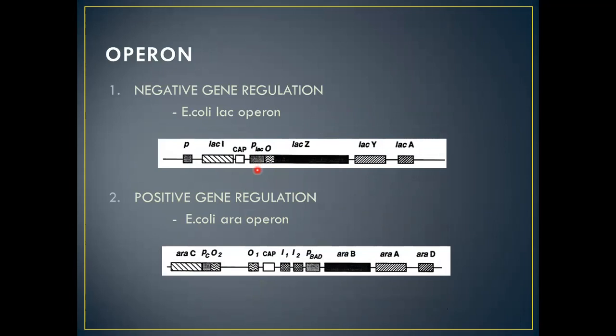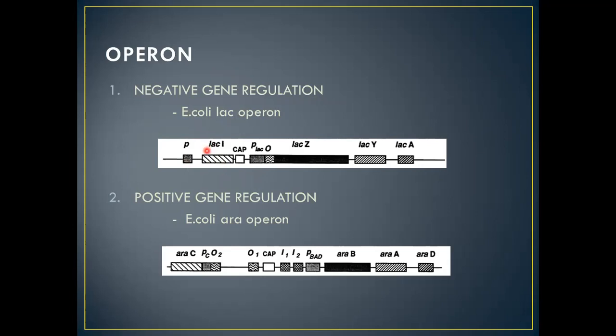The protein that inhibits transcription of the lac operon is a tetramer with 4 identical subunits, called the lac repressor. It is active only when it is in the tetramer form. The lac repressor is encoded by the lac-I gene located upstream of the lac operon.